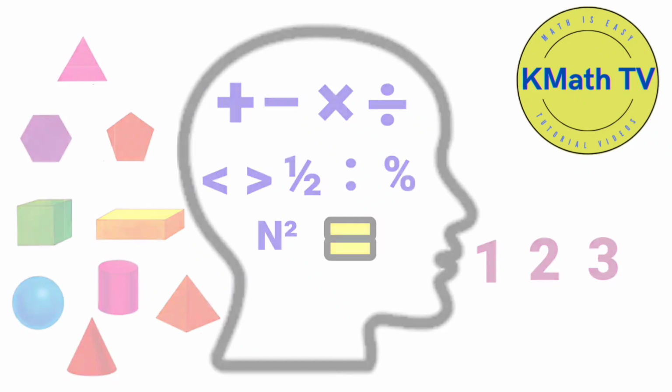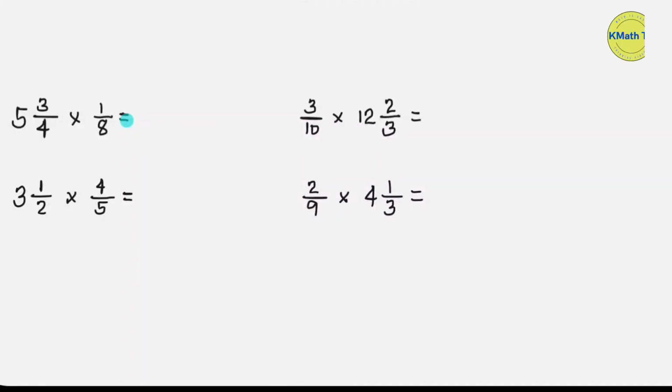In this video, I'll show you how to multiply mixed numbers and fractions. Okay, let's answer the first example, 5 and 3/4 times 1/8. In multiplying a mixed number and a fraction, we need to first change the mixed number to an improper fraction.